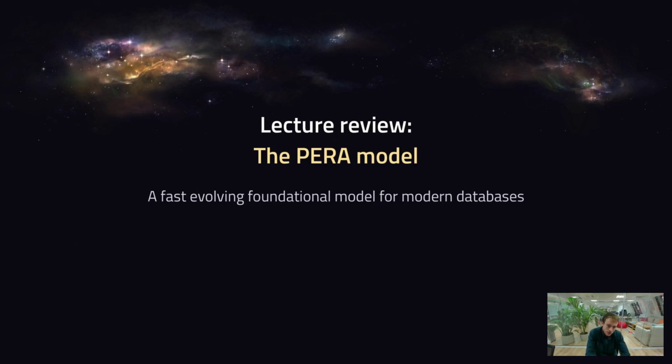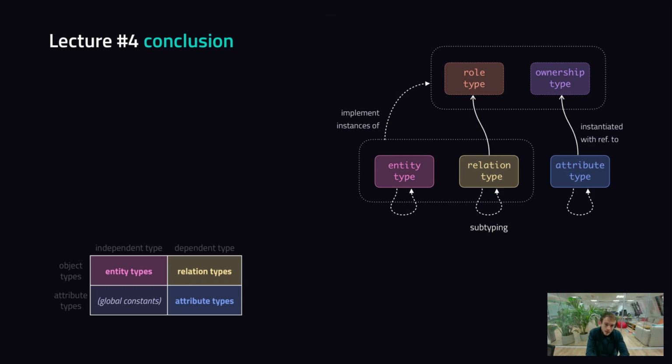Well, we've had an in-depth view of the Pyra model, which, as I should say, is a fast-evolving model for modern databases, but we hope it will play the role of a very foundational contribution to the data model space. These are my two favorite graphics from the talk. So on one end, we had this nice 2x2 classification of types, which is rooted in the distinction of independent types and dependent types, and of object types and attribute types on the other hand.